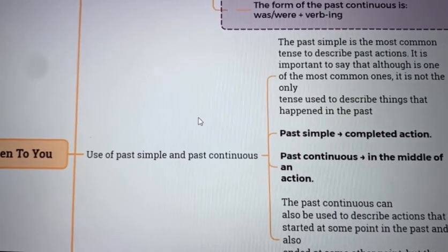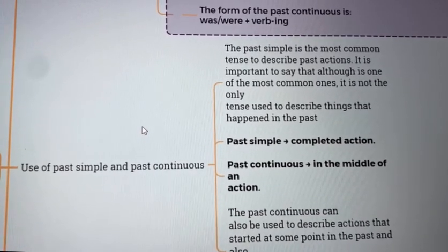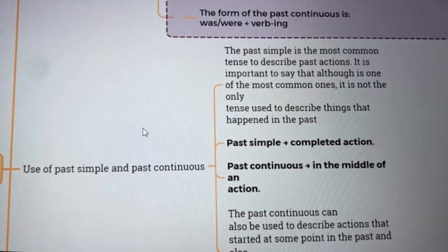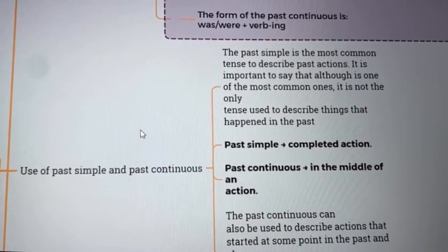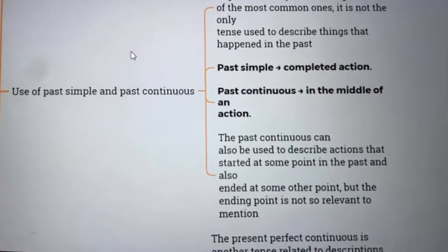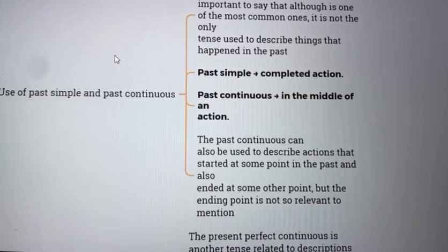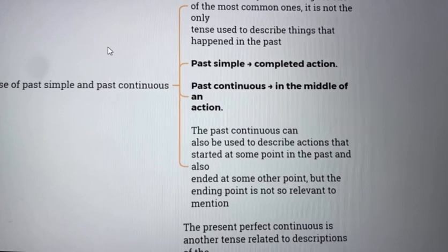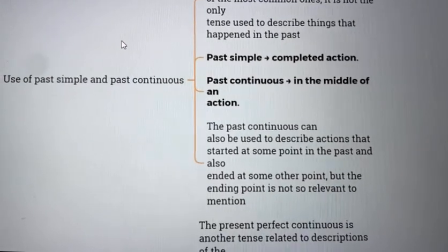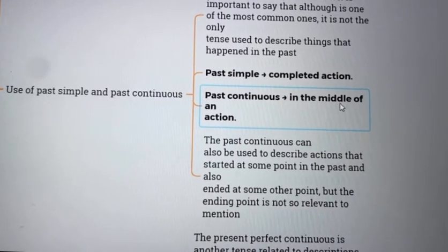And use of past simple and past continuous. The past simple is the most common tense to describe past actions. It is important to say that although it is one of the most common ones, it is not the only tense used to describe things that happened in the past. The past continuous can also be used to describe an action that started at some point in the past and also ended at some other point, but the ending point is not so relevant to mention. Past simple, completed action. Past continuous, in the middle of an action.